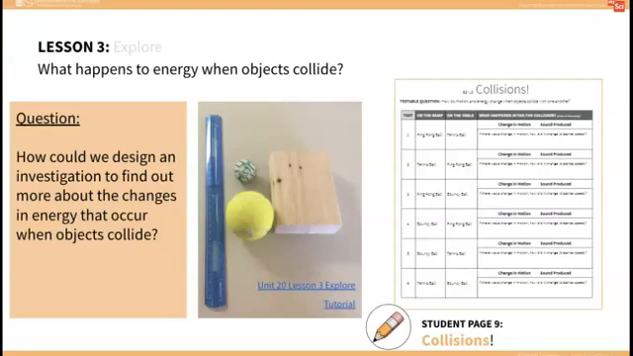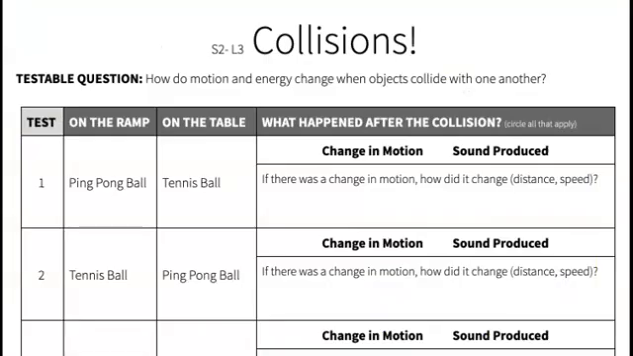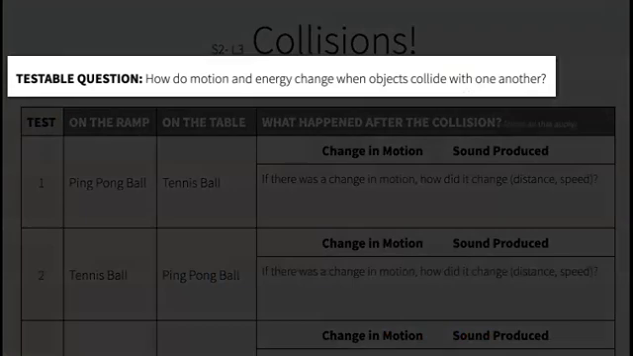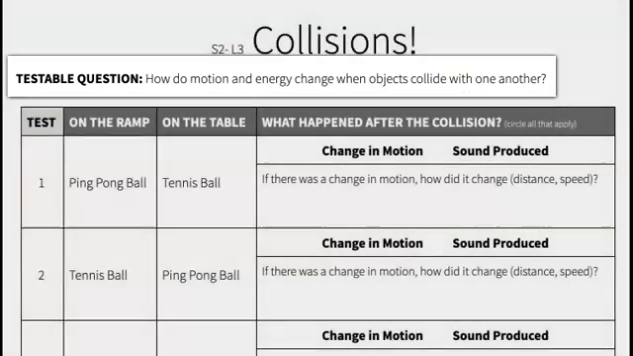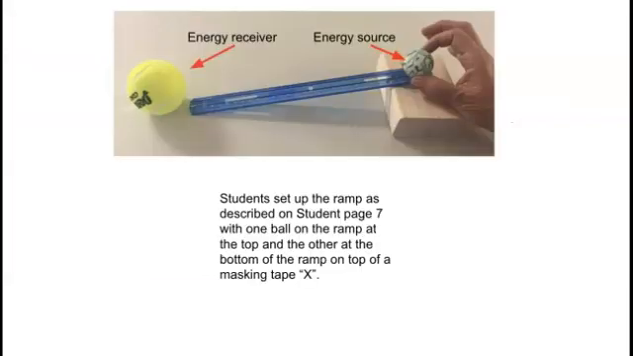They will change the types of balls colliding with one another and keep the height of the ramp the same. Students should refer to the question on their Collisions student page. Place students into 6 groups. Each group will need one set of balls, a bouncy ball, ping pong ball, and tennis ball. They will also need enough books or blocks to build a small ramp using the plastic rulers.